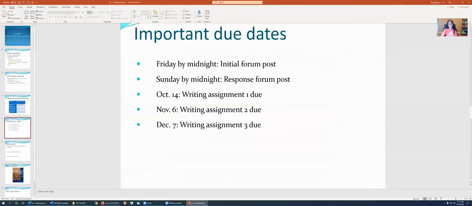Important due dates, easy. Forum post Friday by midnight. Remember, Friday by midnight this week, the first forum. Sunday by midnight, the response post. And also the deadline for the writing assignment.